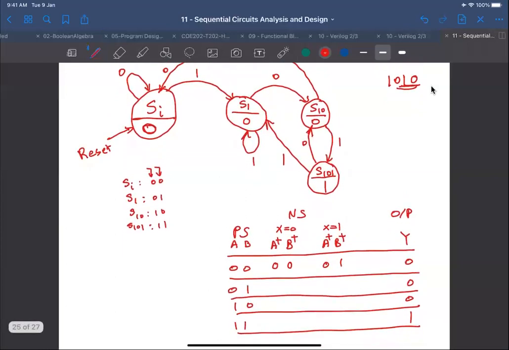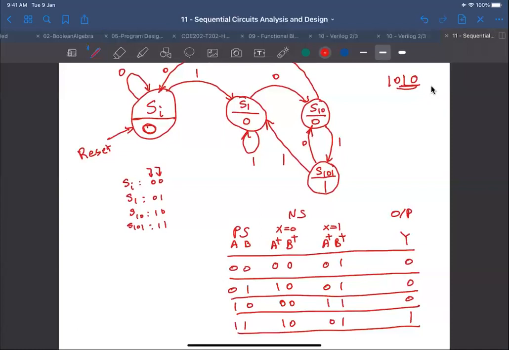What about when we are in 01 and we receive a 0? We go to 10 basically. And if we receive a 1, we stay in 01. We are in 10 and we receive a 0, so we go to the initial state now. And if we receive a 1, we go to state 11. We are in 11 and we receive a 0, we go to 10. If we are in 11 and we receive a 1, we go to 01.